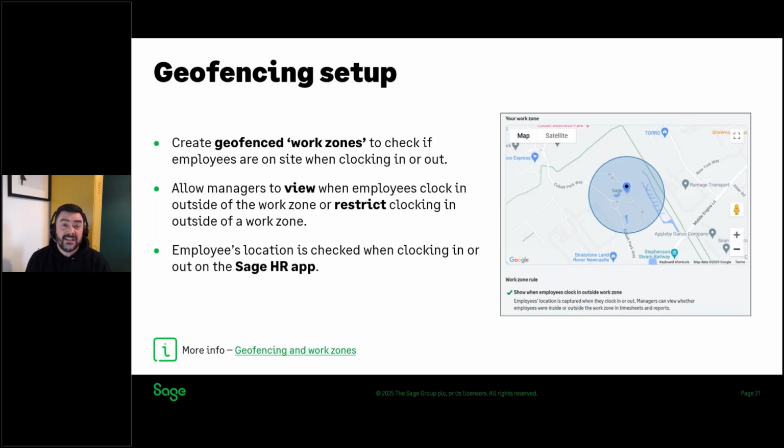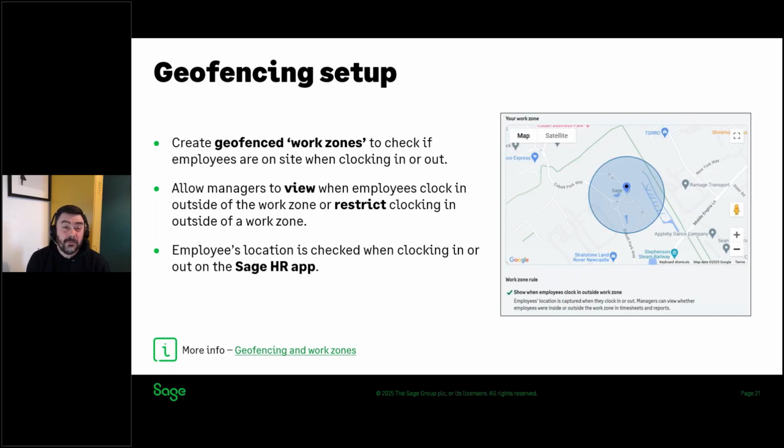So there are two settings. You can let them clock in from anywhere, but then be alerted on the reports if they've done this outside of a work zone, or you can restrict their clocking in and out so that they have to be physically located within a work zone to actually record a clock in or clock out.